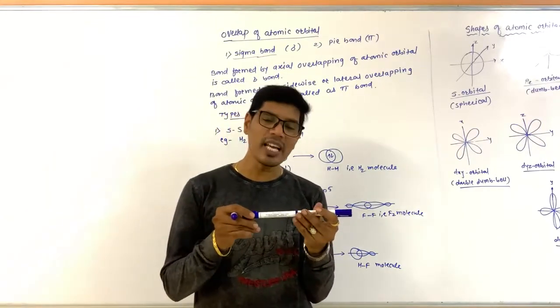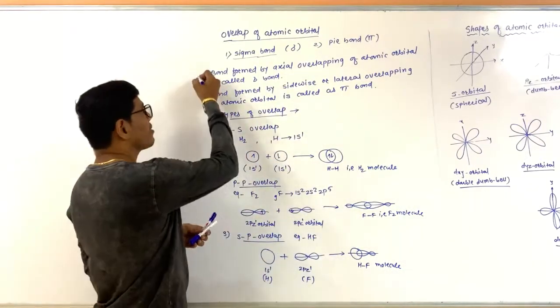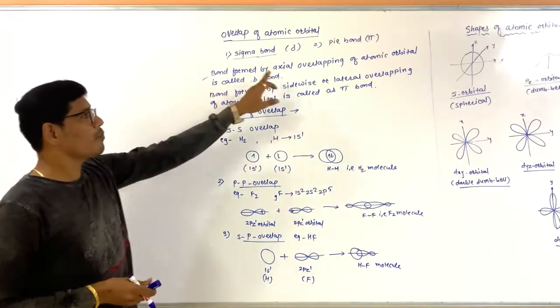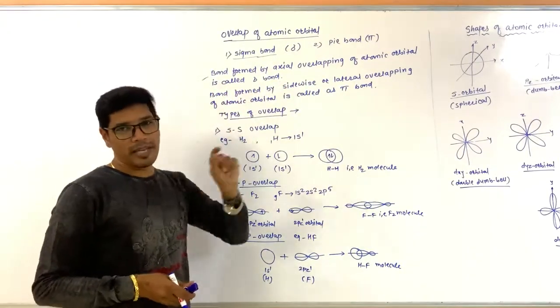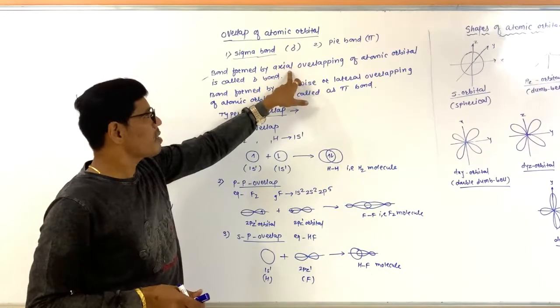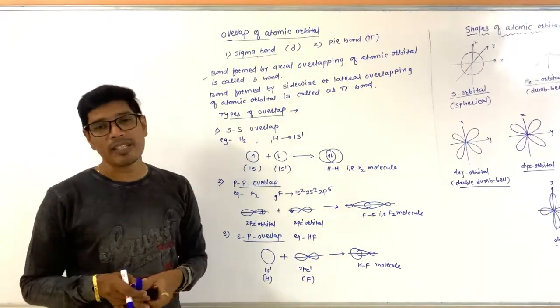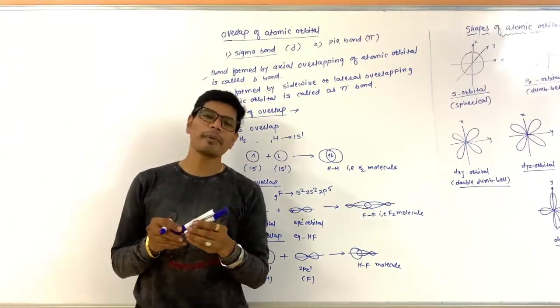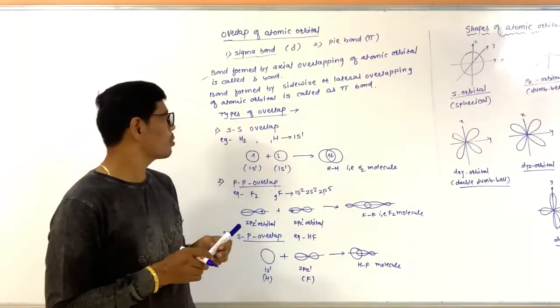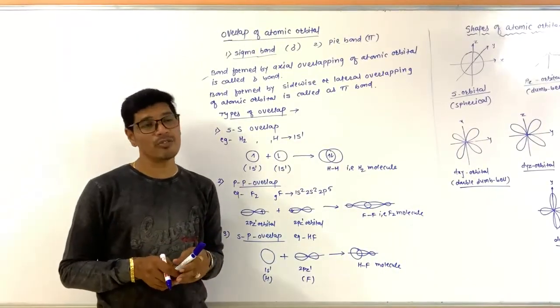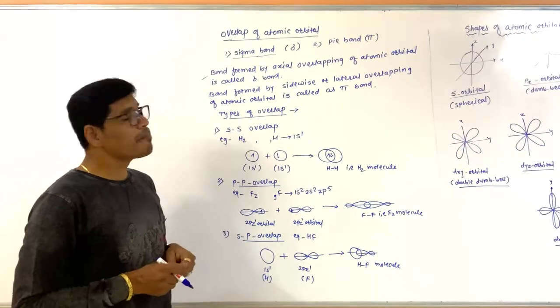Bond formed along the axis. Axial overlapping से जो bond बनता है, bond formed by axial overlapping along the internuclear axis. Suppose bond is formed, then this bond is called as the sigma bond. And here more overlapping takes place. That is, this bond is the stronger bond. Another type is the pi bond.